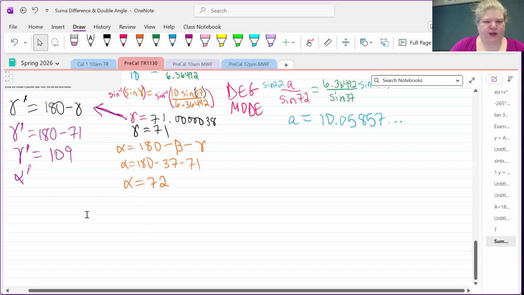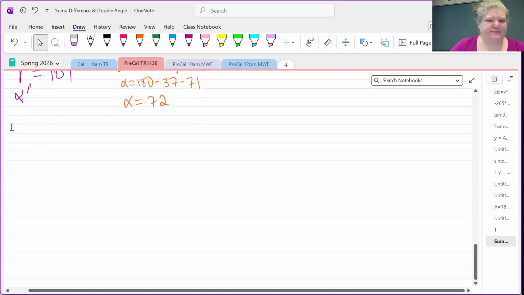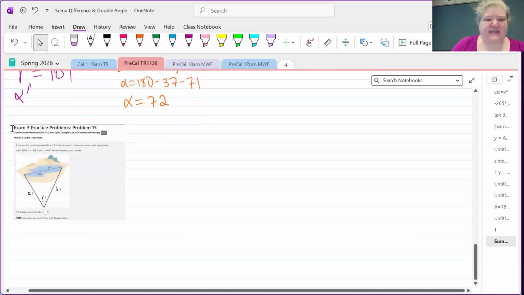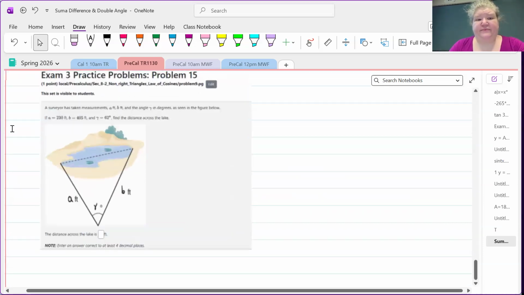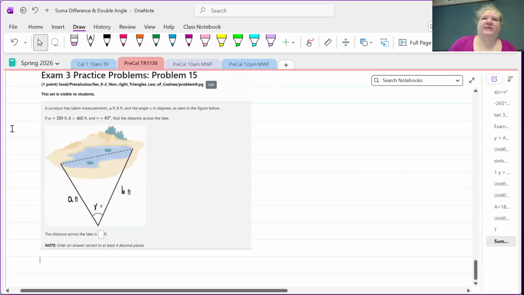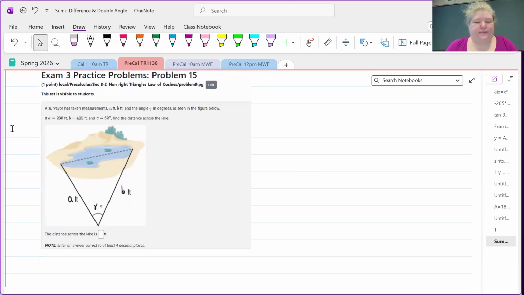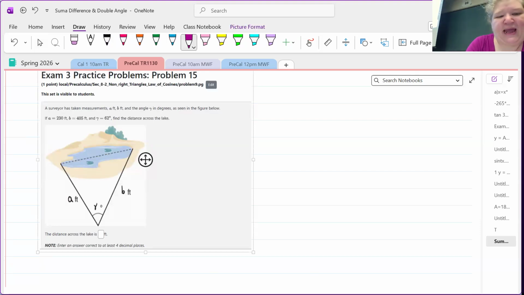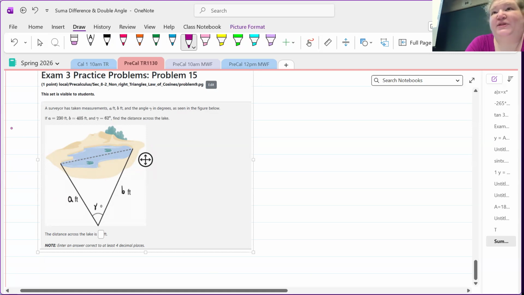All right, I'm just going to yoink 15. 15 and 16 are very similar and very similar to the setup on the test. And I do give you a drawing on the test. But I don't label them A, B, and gamma. I just put the numbers in those positions. So you would have to come up with the letters.